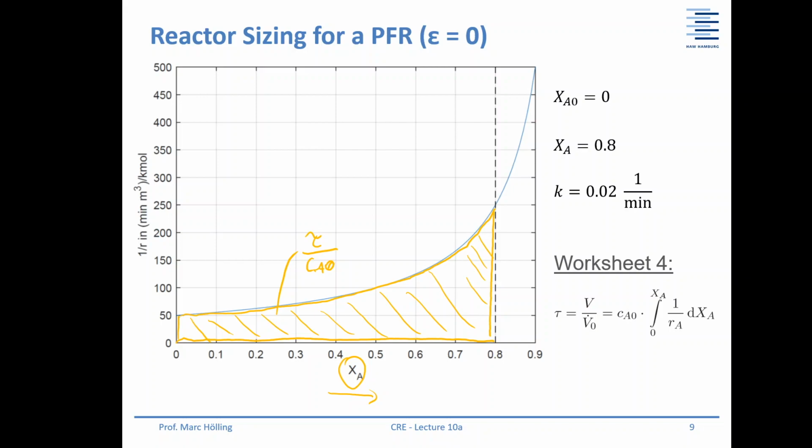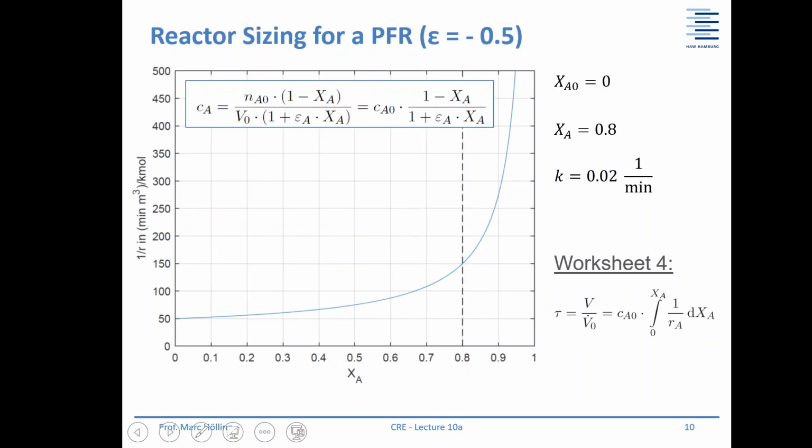Okay, and now I think it's quite obvious what you should do if you have epsilon not equal to 0. If you have a change in density, then you do the same. You go from your inlet conversion to your outlet conversion, and so this is your area, and the area here equals tau over the inlet concentration. This is equal to this area here.